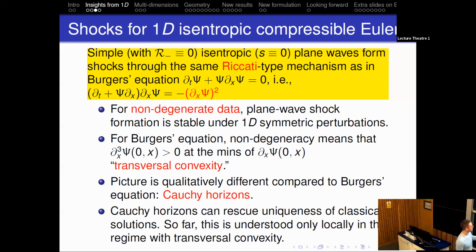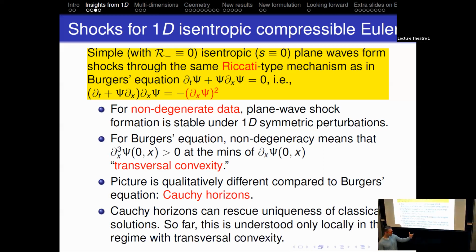Okay, and everything I'm going to talk about so far is only understood locally in space, and so far only in this regime with transversal convexity. If you want to think of model initial data for Burgers, that corresponds to the regime I'm talking about. Consider initial data for psi, which is simply minus x plus x cubed.